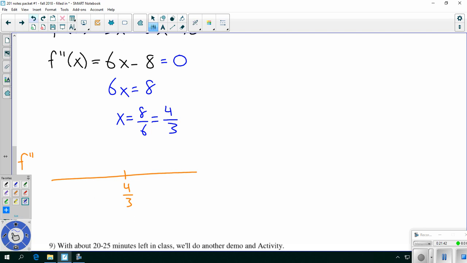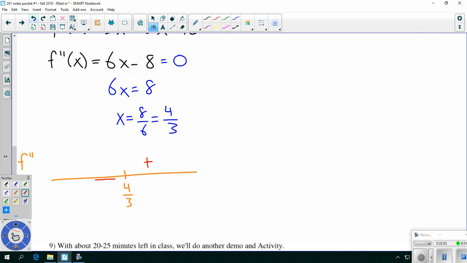Okay, so let's plug in. We're going to pick any number out here to the right of 4/3 and plug into the original f double prime. For example, I'll pick 100 for my x. If I pick 100 and put it right here for x, I get 600 minus 8, that's 592. All I care about is that it's positive. Don't so much care about the 592, just that it's positive.